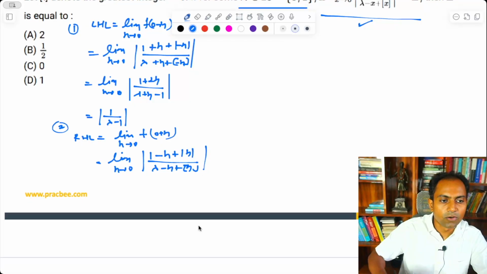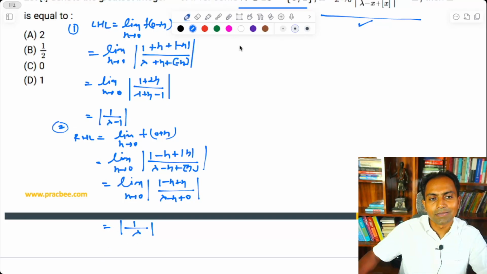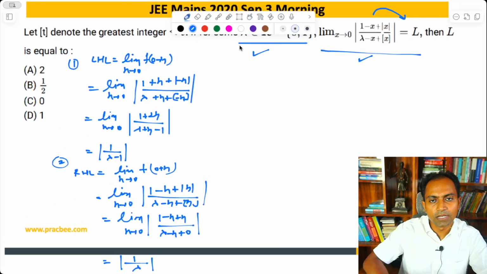If I try and figure out value for this, you can clearly see that this becomes limit h tends to 0, 1 minus h plus h. This will become lambda minus h. Value of this part becomes 0. There is a mod over it. Put the limit. If you put the limit, you can see that numerator will become 1, denominator will become lambda mod of that.